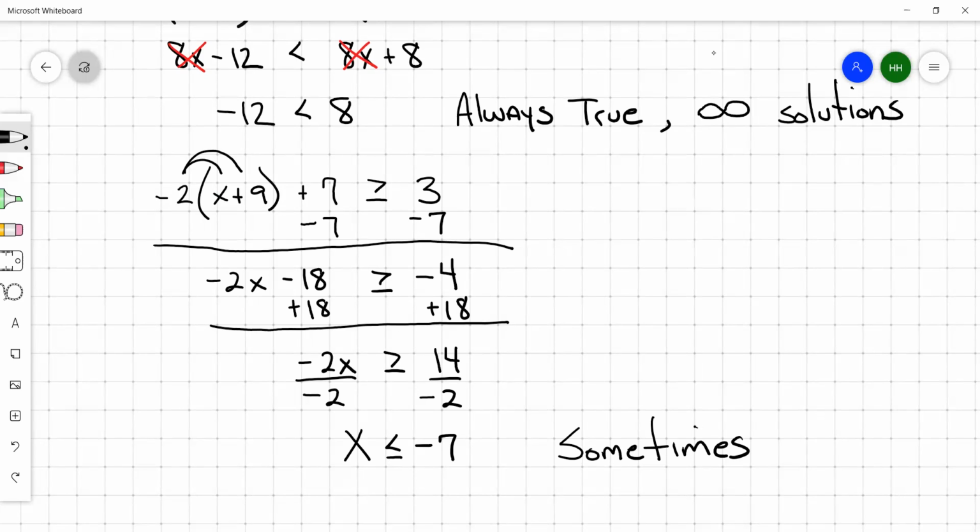You flip the sign anytime that you either divide both sides by a negative, or if you have to multiply both sides by a negative.